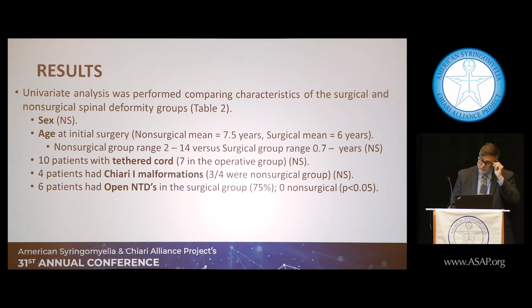We then used a univariate analysis where we took all of these different variables and tried to figure out what the differences were between these populations. Sex, there was no difference. Age, there was no difference. The presence of a tethered cord, no difference. The presence of a Chiari malformation, type 1, no difference. Patients with open neural tube defects, there was a significant difference.